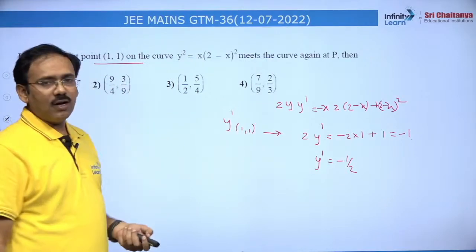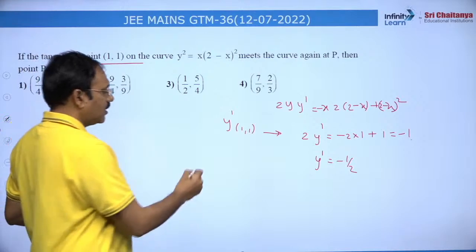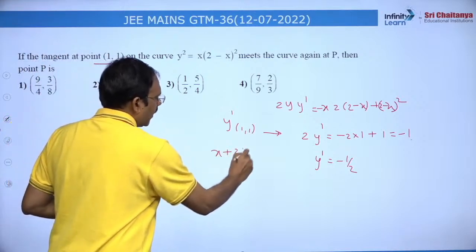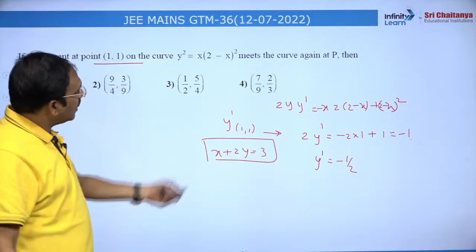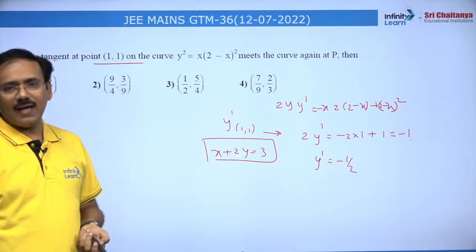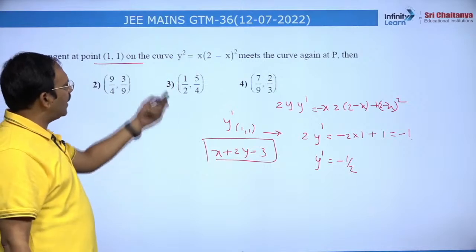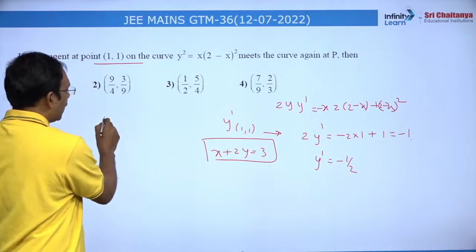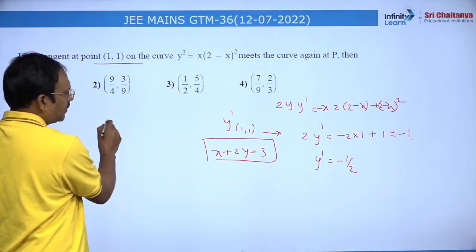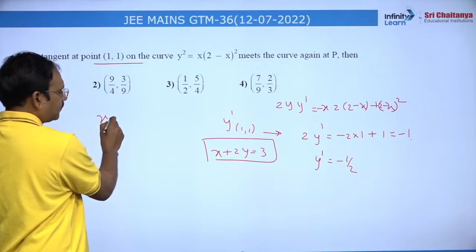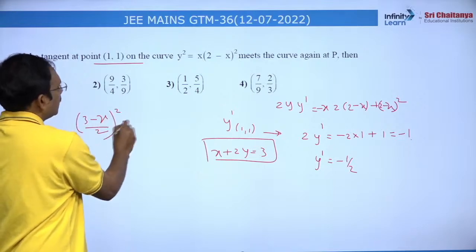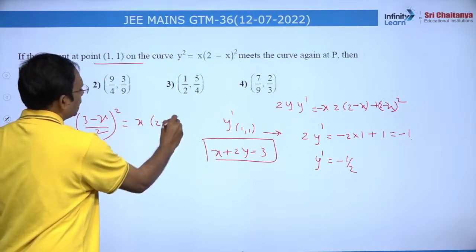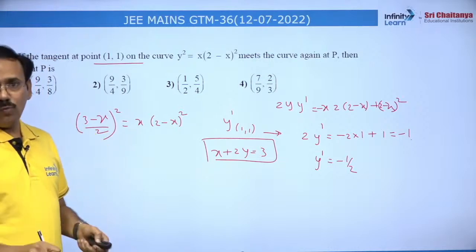It passes through 1, 1. Can you find the tangent equation? Yes, x plus 2y is equal to 3 is the tangent equation. Now it meets the curve again at another point. In the sense, try to eliminate y. You can write 3 minus x by 2 whole square is equal to x into 2 minus x whole square, which will be a cubic equation.